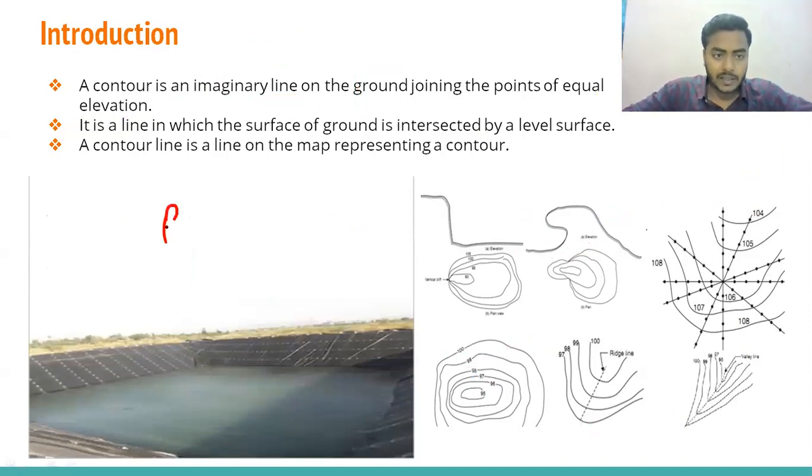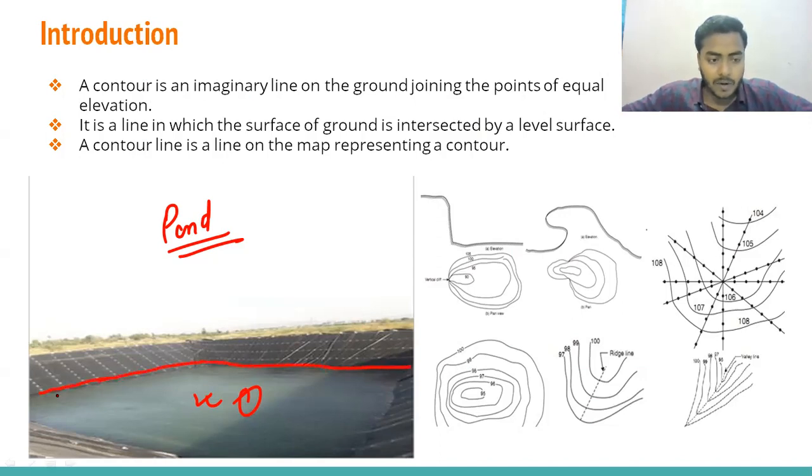In the case of a pond, you can see in the figure, this one is a very real life example. We know what a level surface is. Each point of a level surface is perpendicular to the direction of gravity, and a water surface truly represents a level surface. So in this case, when the water level is at this position, suppose this is the first position, you can draw a line. This is the water mark, this is the water mark, right?